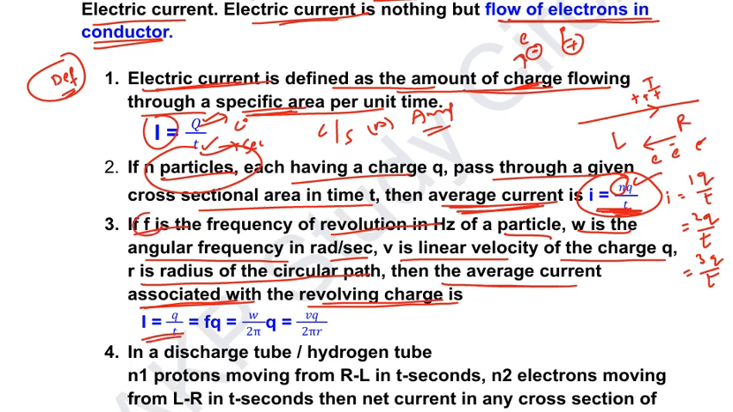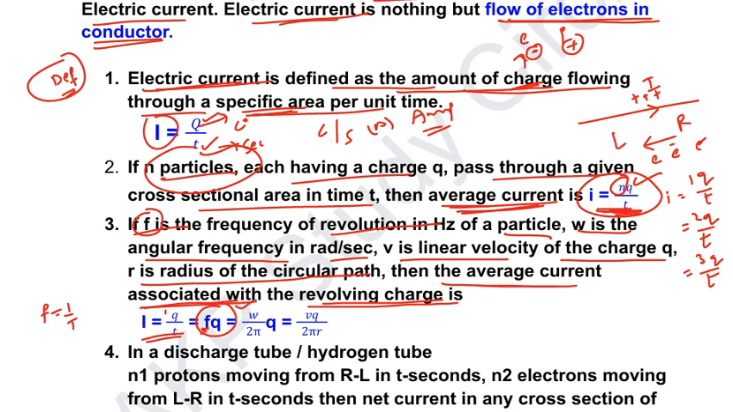So if they give you frequency, what is the formula we can use? I equals, instead of 1 by t, you can write f as the frequency. You know that f is nothing but 1 by time period. Just substitute here, you will get fq. For many problems, they will give you frequency or revolutions per second. For calculation of the current, we need to use I equals fq.